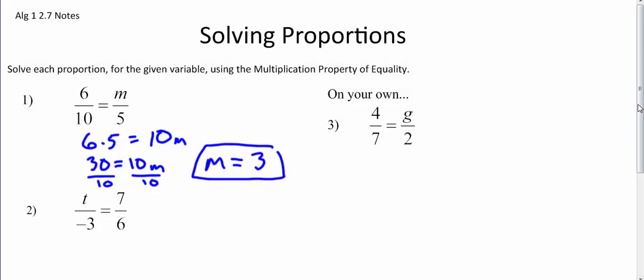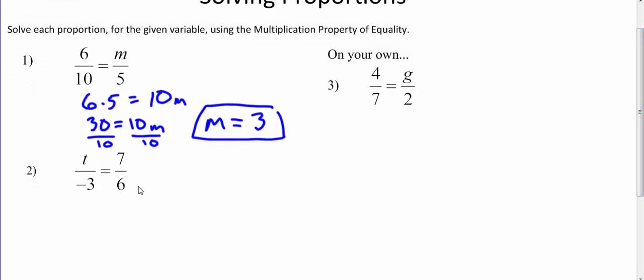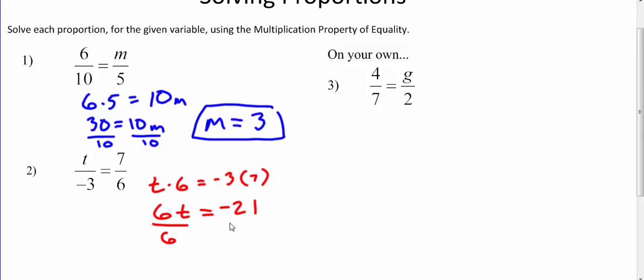All right, let's take a look at number 2. Same idea, cross products property. We'll do t times 6 is equal to negative 3 times 7. I'm going to go ahead and rewrite this as 6t. And then negative 3 times 7 is, of course, negative 21. A little division, and we get negative 21 over 6. Hopefully you realize, hey, wait a minute, 3 can go into both of those numbers. So we're going to make that negative 7 halves. We always want to simplify those fractions when we can.